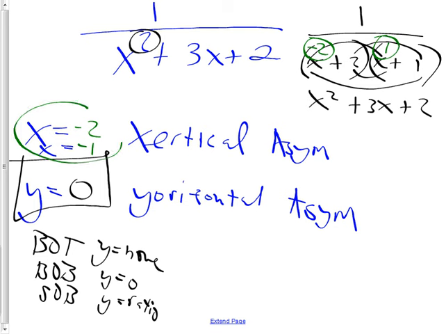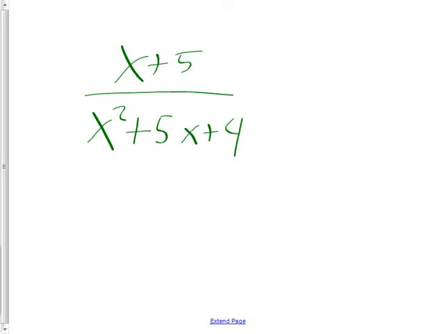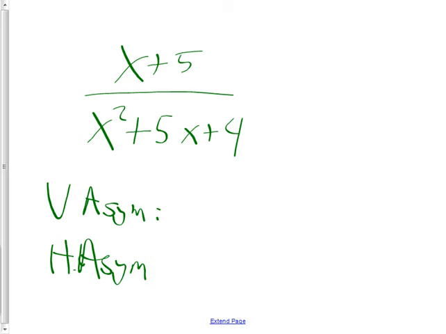All right, I'm going to give you one more like that. I did that one for you. See if you can handle this one. x plus 5 over x squared plus 5x plus 4. And I want to know what are the vertical asymptotes. Remember, those are the vertical asymptotes, and the horizontal asymptotes. Pause while you work on it.